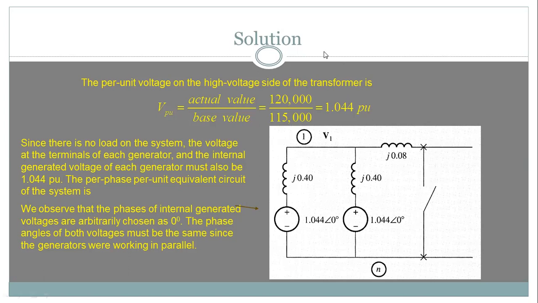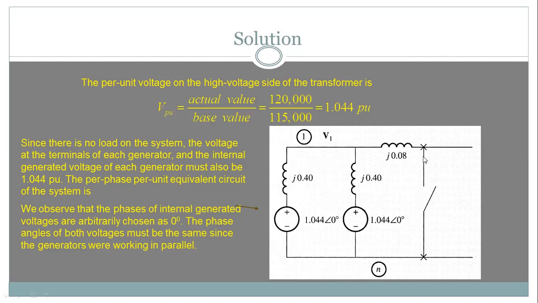So for the per unit voltage, we have to divide this 120 by 115 kilovolt. This 115 is the base value. So 1.044 per unit is the internal voltage of the generator. Now, there are two generators connected in parallel. So we know in a parallel system, the voltage would be the same. So that's why the two generators will be operated at the same voltage, that is 1.044 angle 0 degree per unit. And these are the reactances of the generators, and this j0.08 is the transformer reactance.